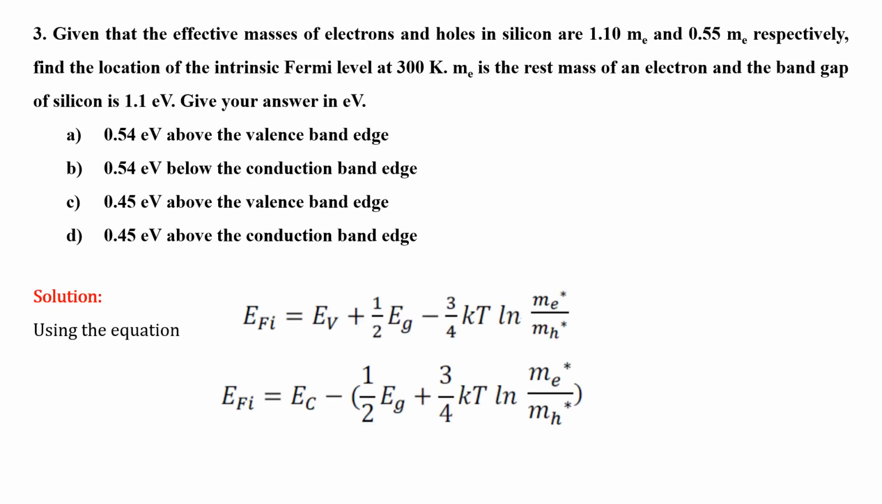Okay, so we have two equations for this. To find out where the Fermi level lies, we can take it either with respect to the valence band or with respect to the conduction band. So EF equals EV plus Eg by 2 plus 3 by 4 kT ln(me by mh), or EC minus the whole of Eg by 2 plus 3 by 4 kT ln(me by mh). Here I'll be using the first equation, that is with respect to the valence band.